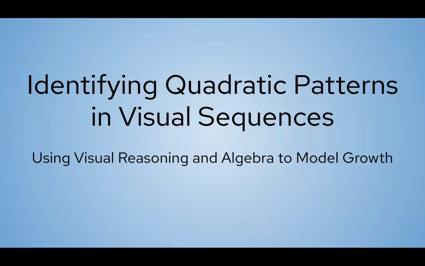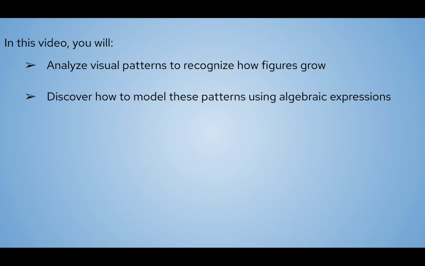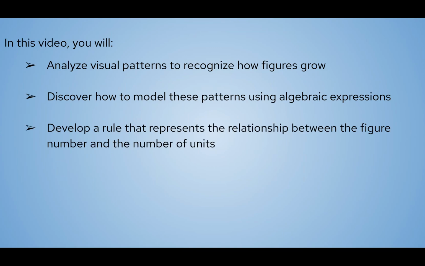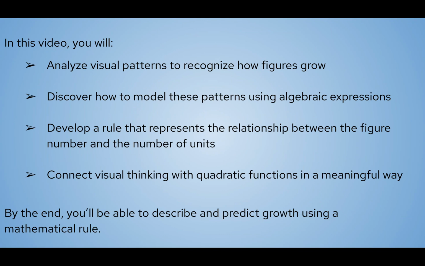We're going to use visual reasoning and algebra to model growth. So in this video, you will analyze visual patterns to recognize how figures grow. You will discover how to model these patterns using algebraic expressions. And you'll develop a rule that represents the relationship between the figure number and the number of units. You'll connect visual thinking with quadratic functions in a meaningful way. So by the end, you'll be able to describe and predict growth using a mathematical rule.